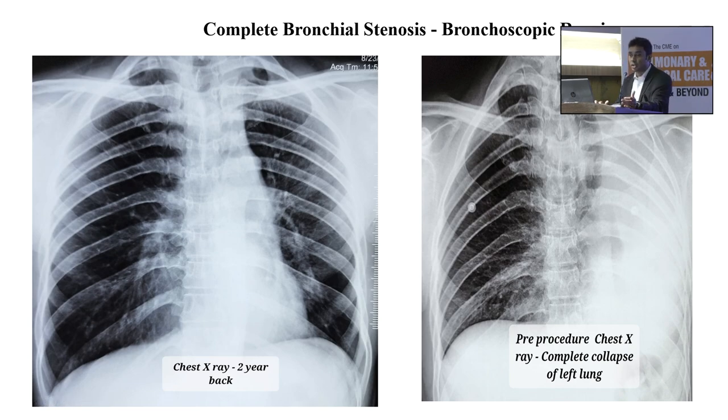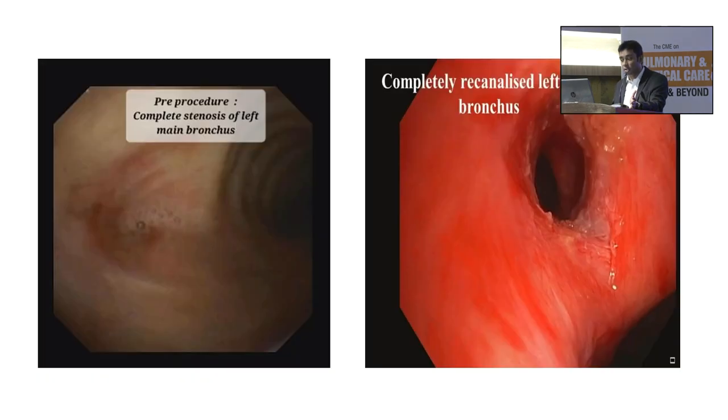So patient went to multiple doctors, they tried bronchoscopy, they tried dilation, they could not dilate. And the patient has become oxygen dependent. His saturation was 83%, and he was taking oxygen for almost 1.5 years. By that time, after 1.5 years, the patient came to us.